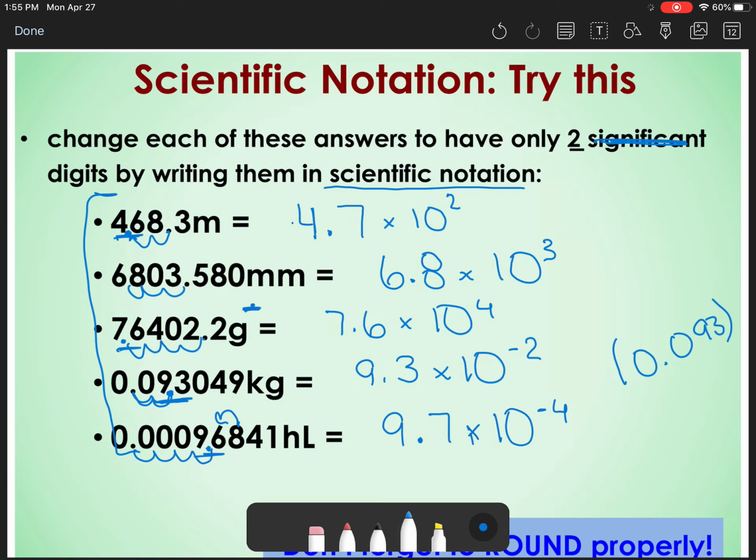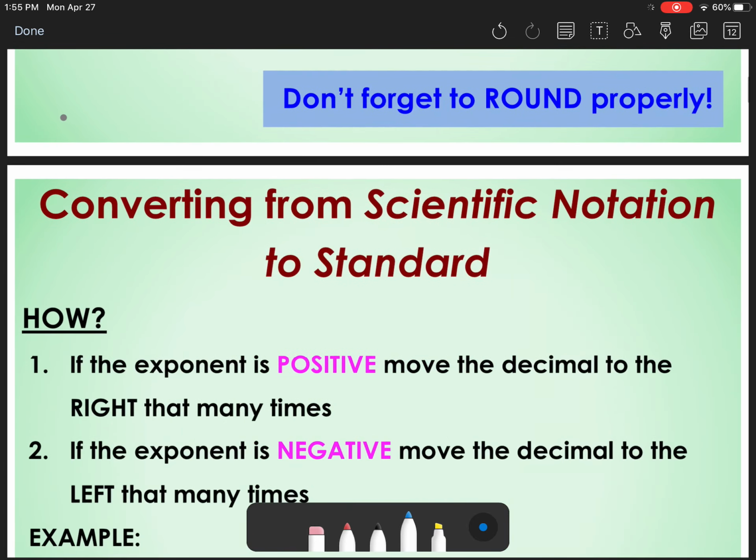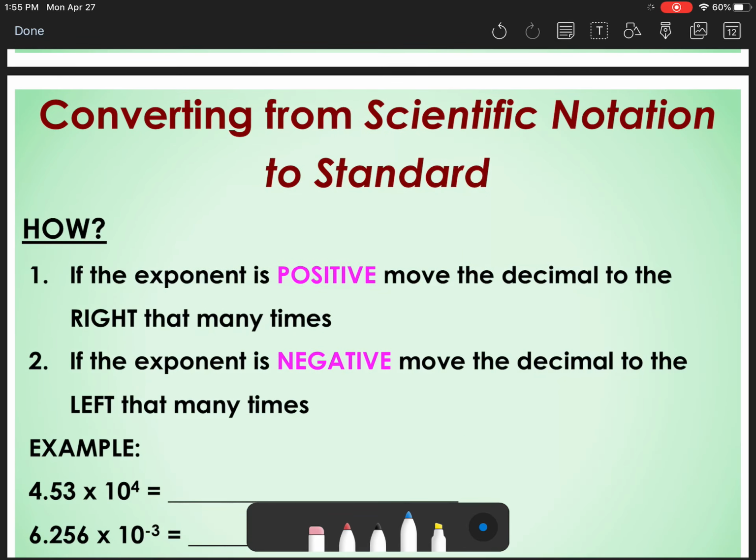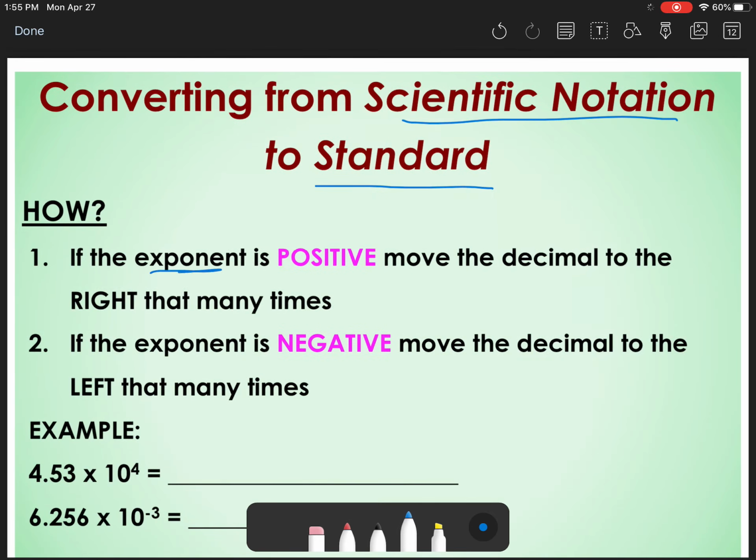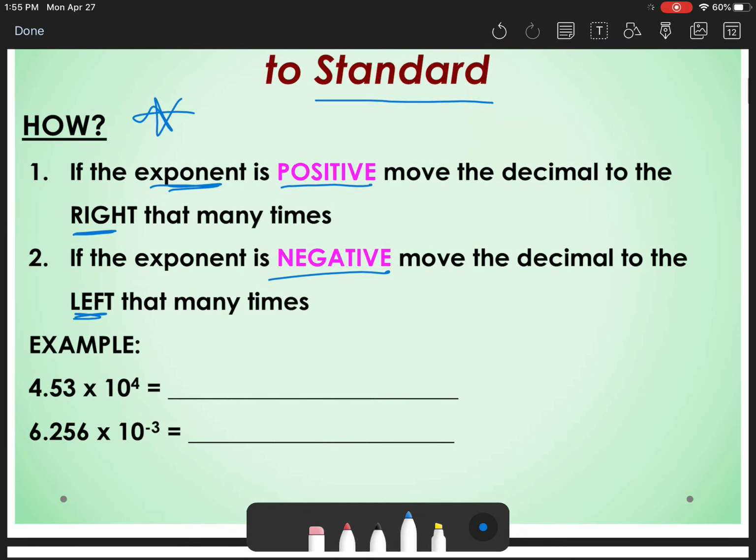Okay, so that is converting from standard notation to scientific notation. Now we're going to do the reverse. We're going to convert from scientific notation back to standard. Now to do this, we have to look at the exponent. If the exponent is positive, that means you are going to move the decimal to the right that many times. If the exponent is negative, you're moving the decimal to the left that many times. Okay, very important.